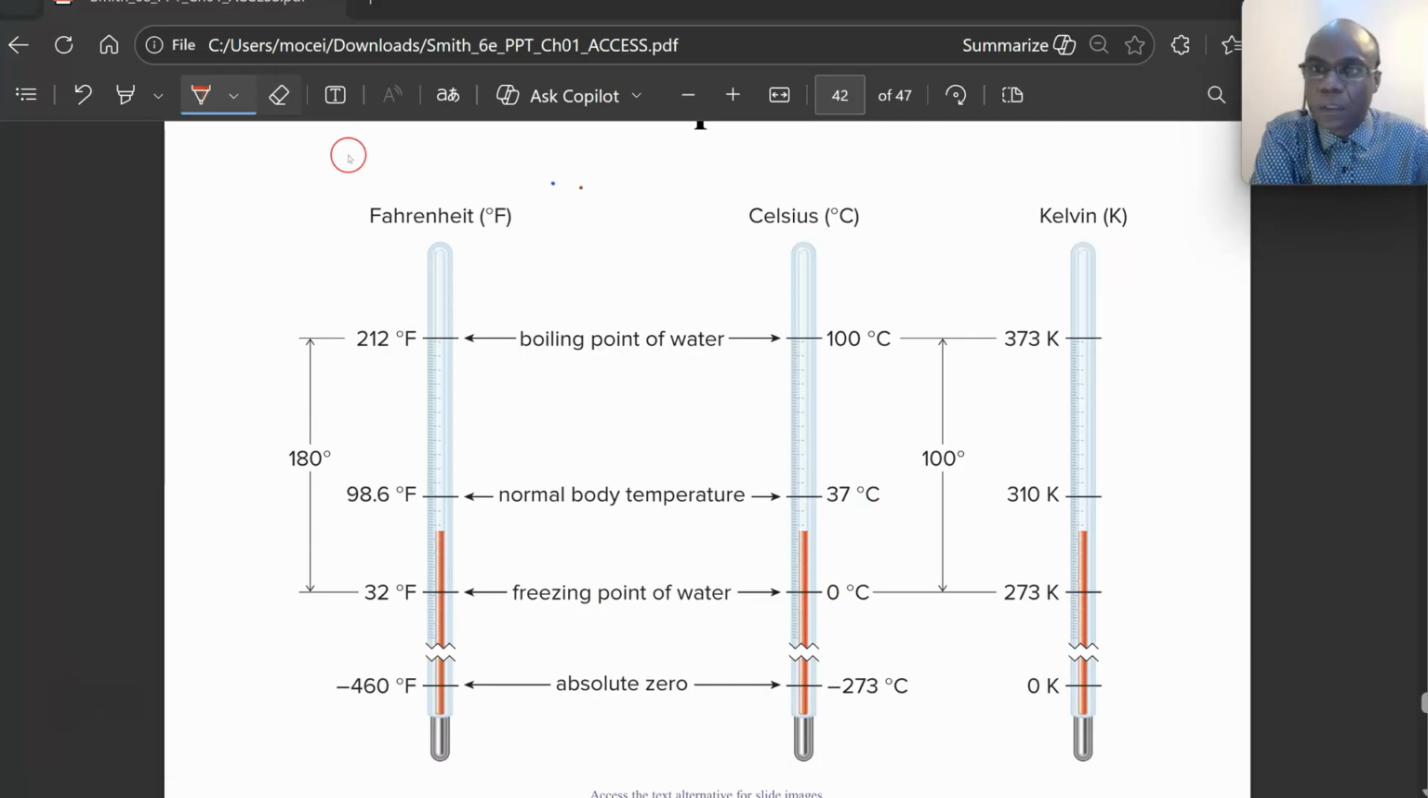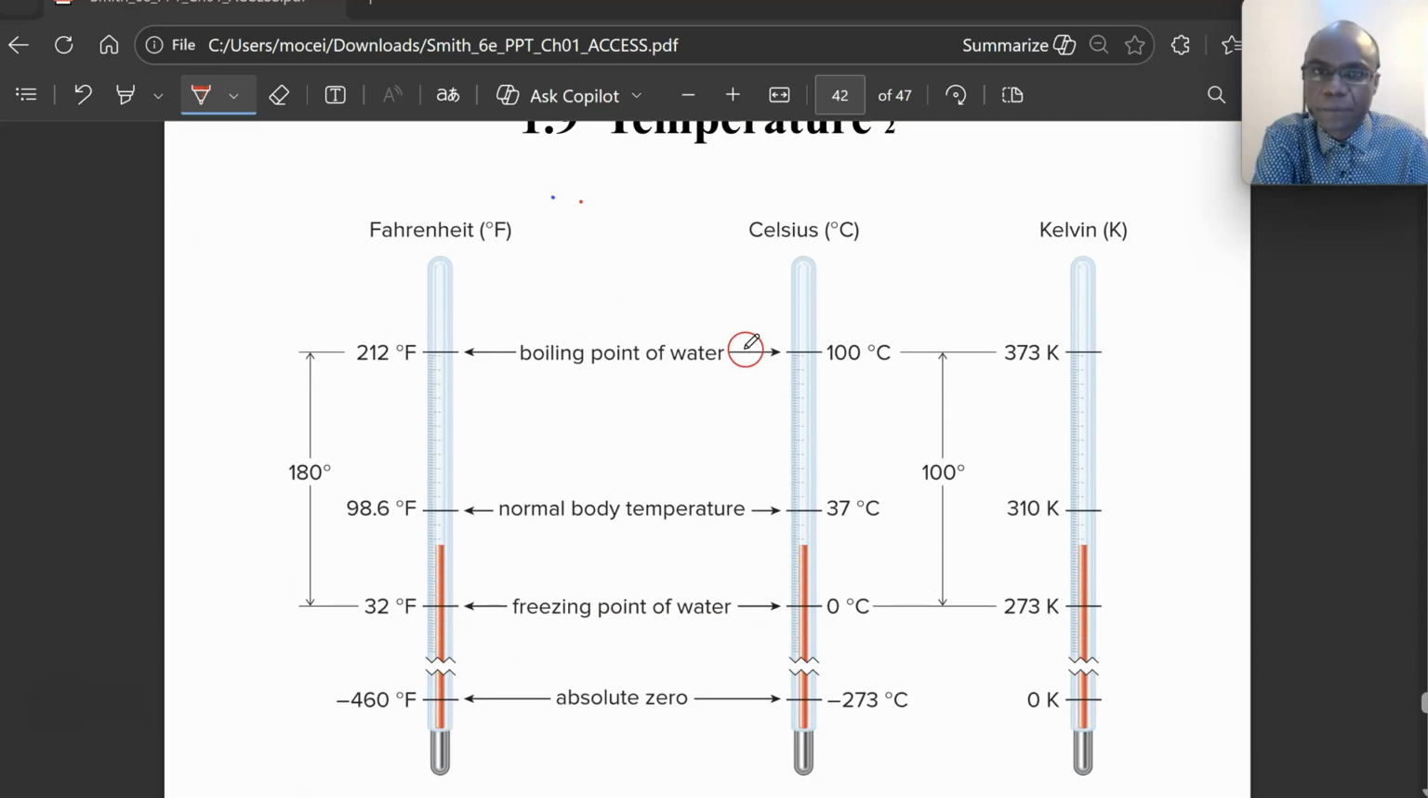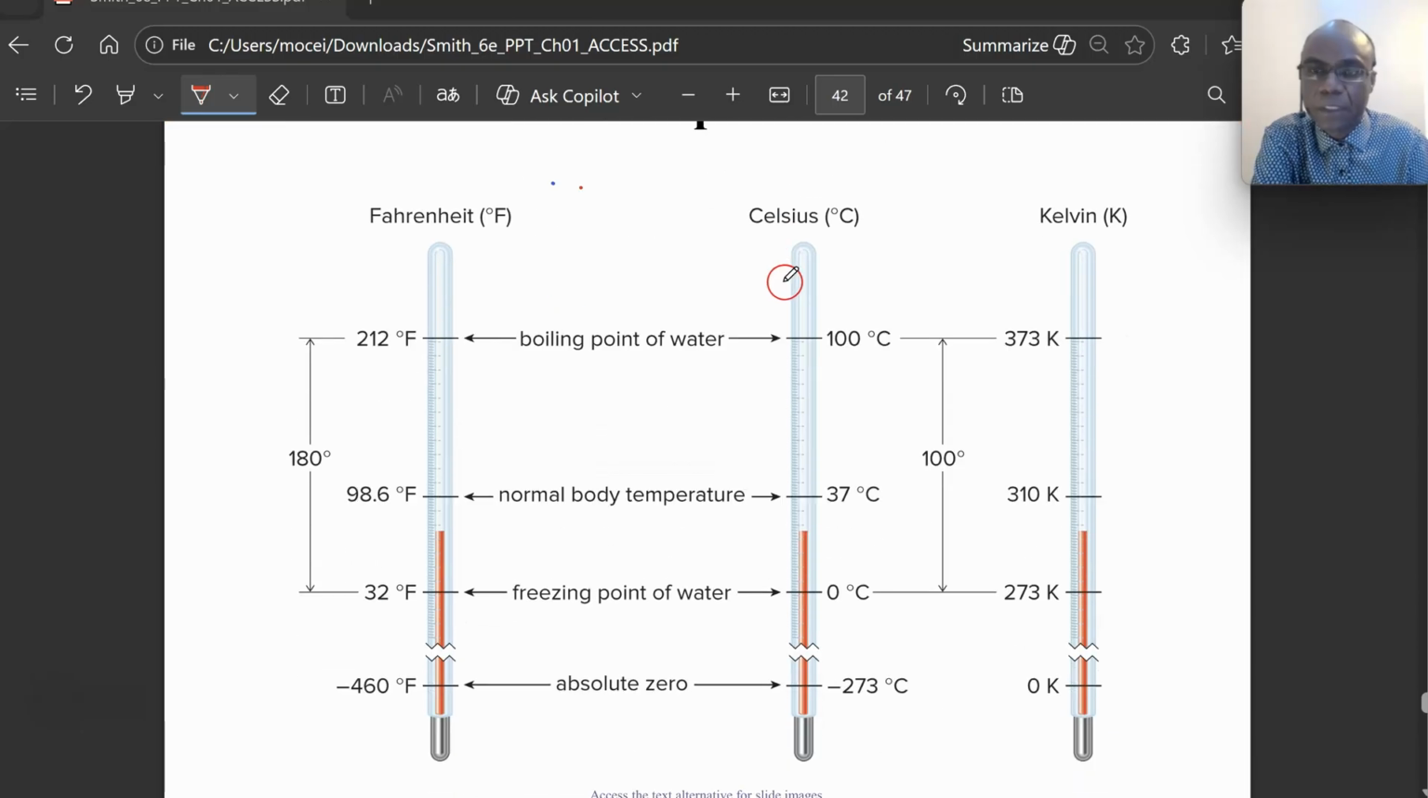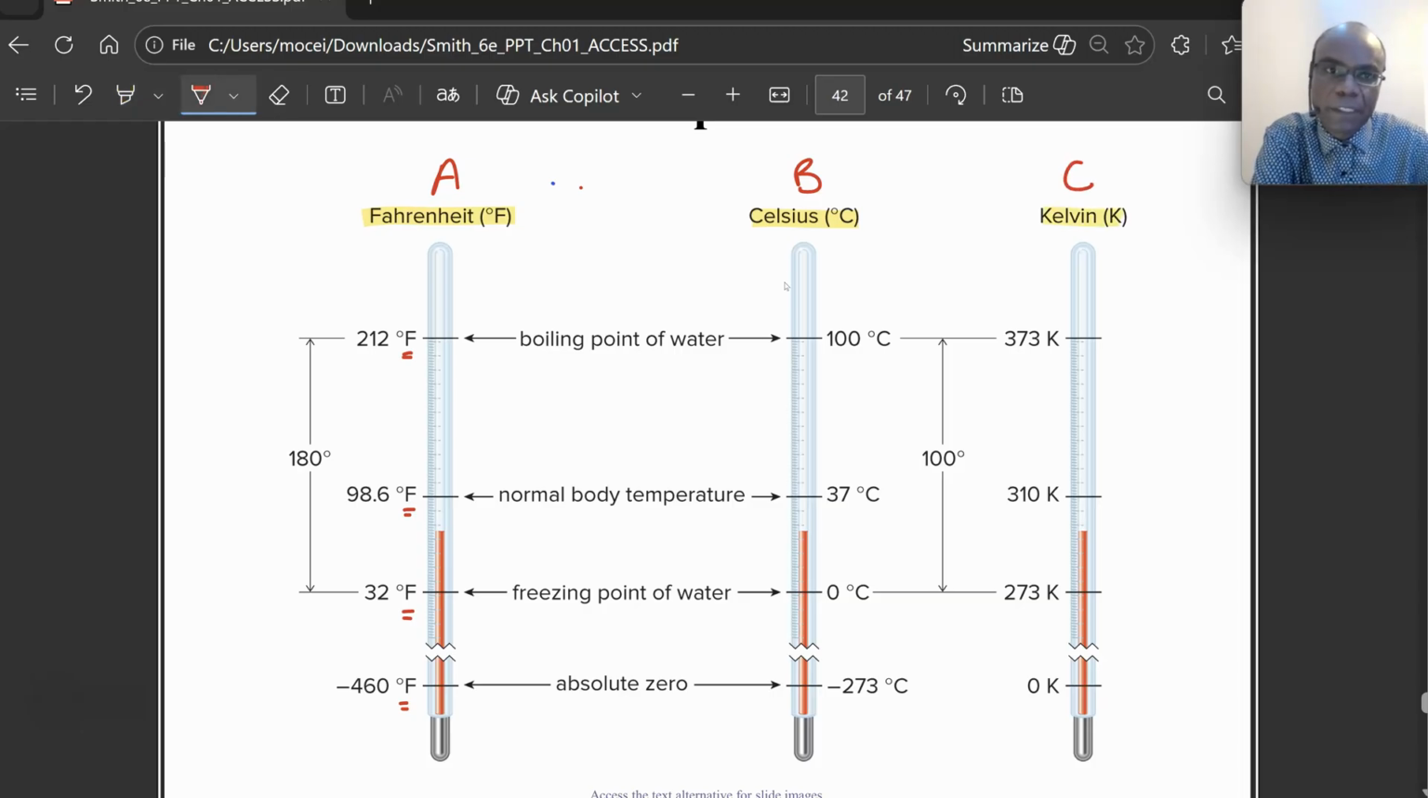Let's do that. Okay, here you're looking at three different thermometers. The thermometer to the left is calibrated in Fahrenheit scale. You see Fahrenheit scale. The middle thermometer, let's call this A, let's call this B. Thermometer B is calibrated in Celsius, and the last thermometer is calibrated in Kelvin. You see the K's here, and for Celsius you see the C's here, degrees Celsius.